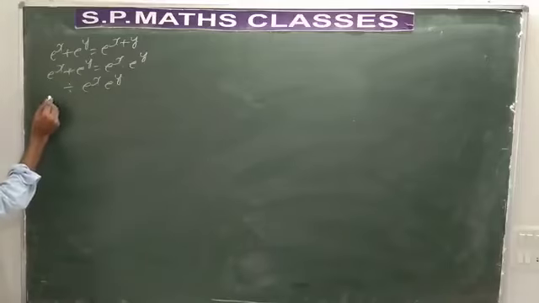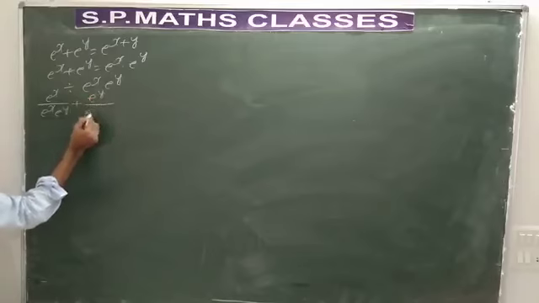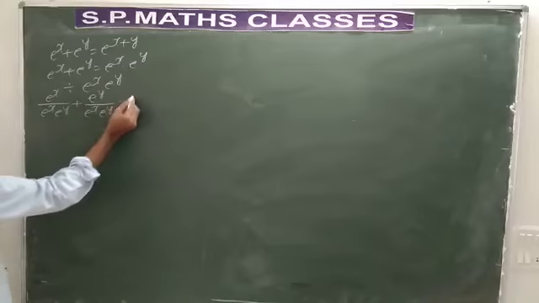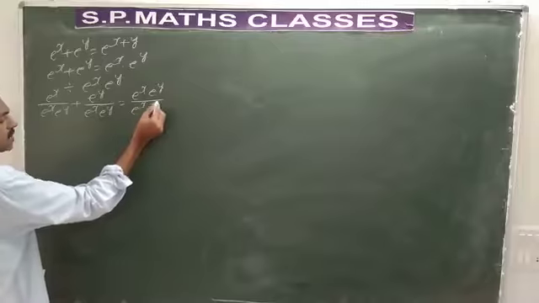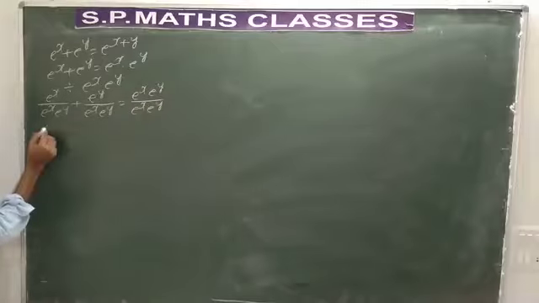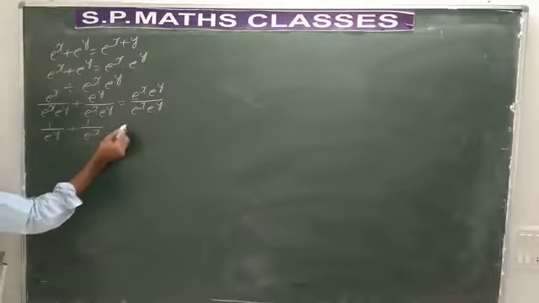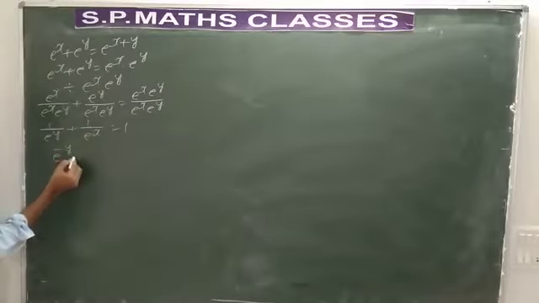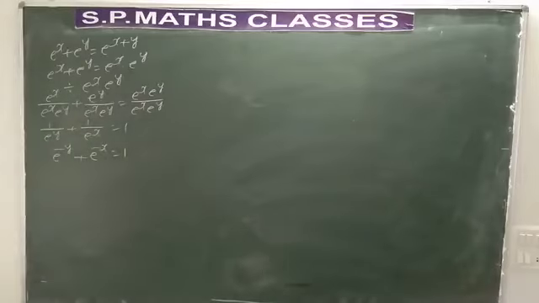What happens when you divide it? e power x divided by e power x into e power y, plus e power y divided by e power x into e power y, is equal to e power x into e power y divided by e power x into e power y. So here you get 1 by e power y plus 1 by e power x is equal to 1. e power minus y plus e power minus x is equal to 1. That's the answer you get.